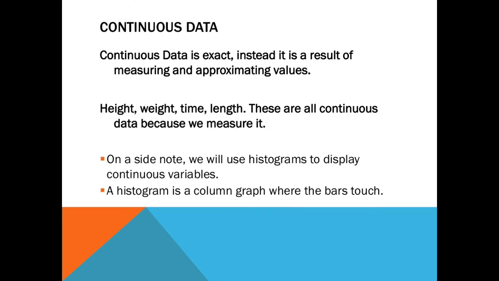On a side note, when you set up a bar graph for a continuous data experiment, you're going to be creating a histogram. And the difference between a histogram and a column graph is that for a column graph, there are spaces between the columns, whereas for a histogram, they are touching. And they're touching to represent the continuous portion of our data and the fact that we're measuring, we don't have exact values. Let's go ahead and look at an example of grouped continuous data.